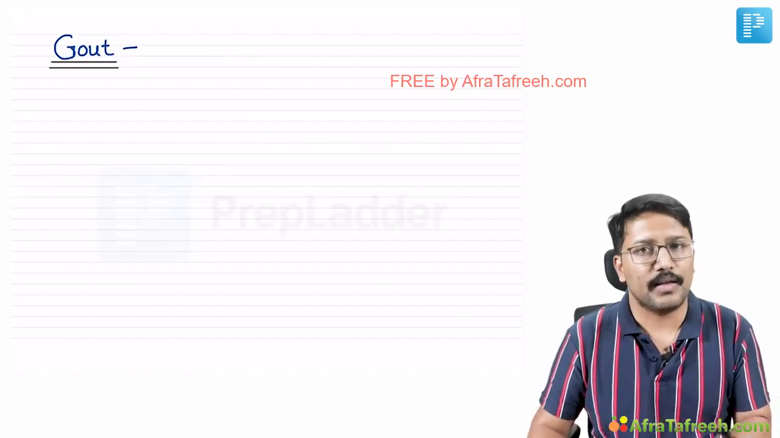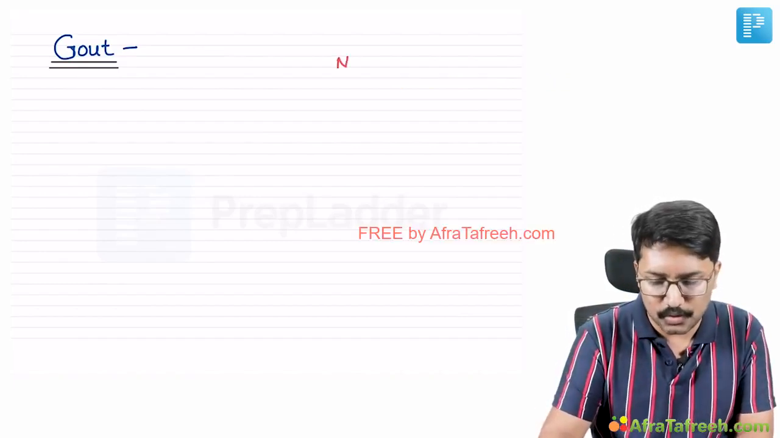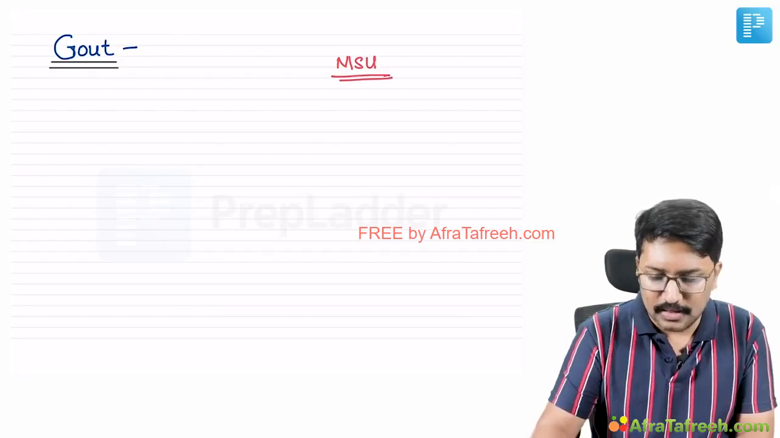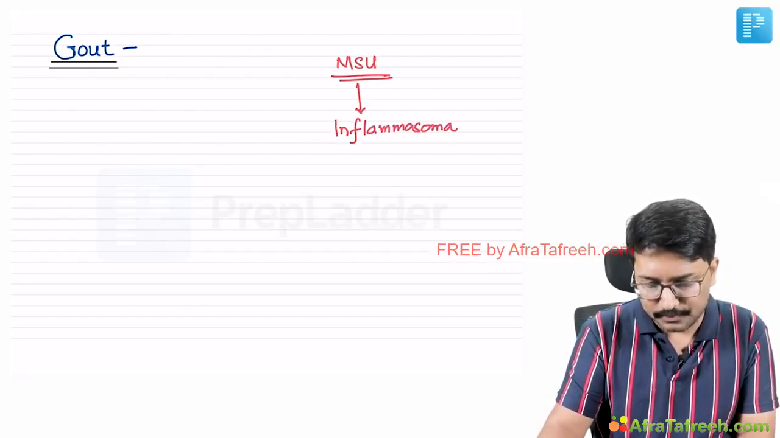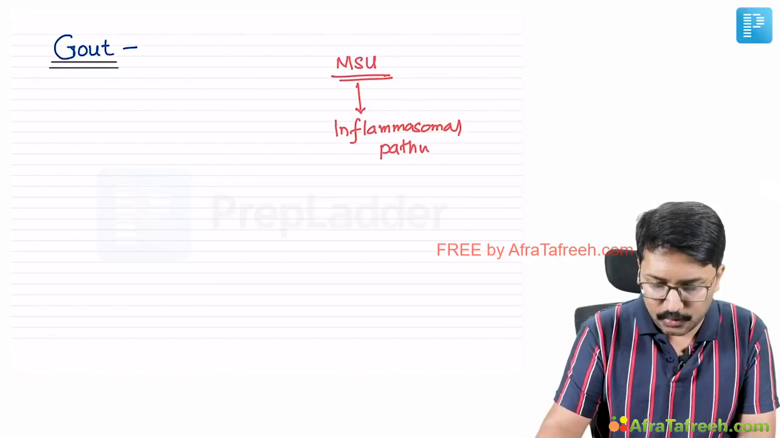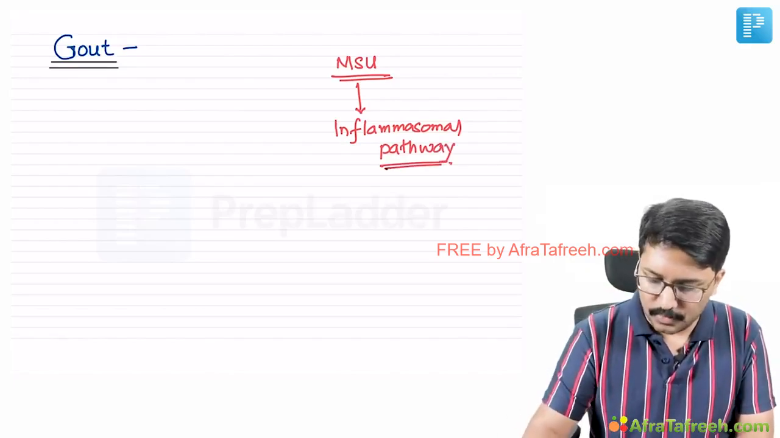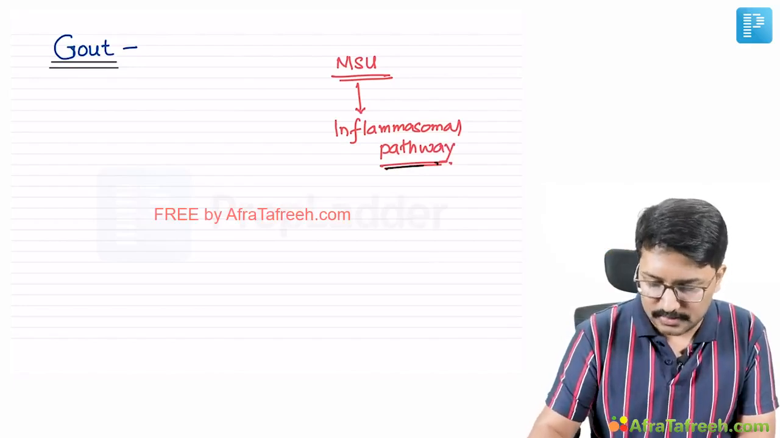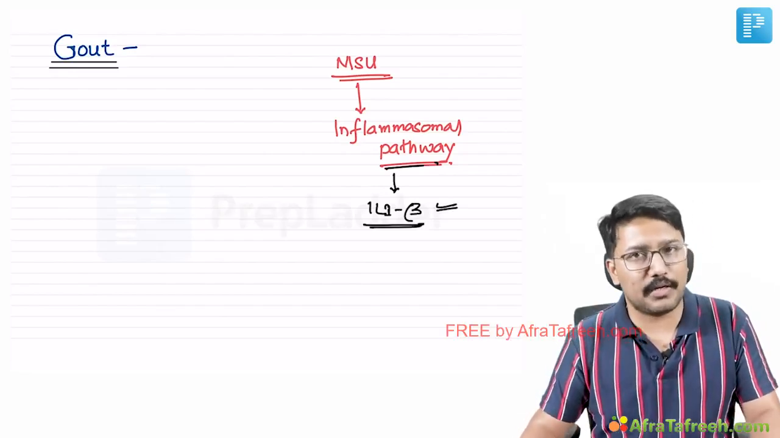So that means inflammation has to be triggered by deposition of the crystals. So deposition of monosodium urate crystals triggers what we call the inflammasomal pathway. Now this pathway particularly includes some important cytokines. The most important cytokine is interleukin 1 beta, right? Interleukin 1 beta is a very potent inflammatory molecule.